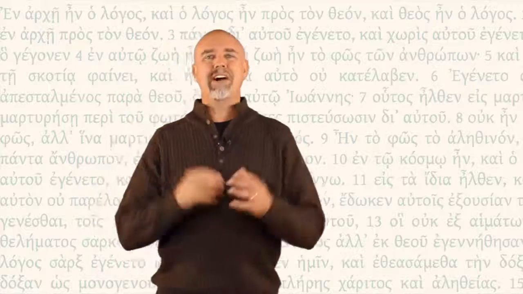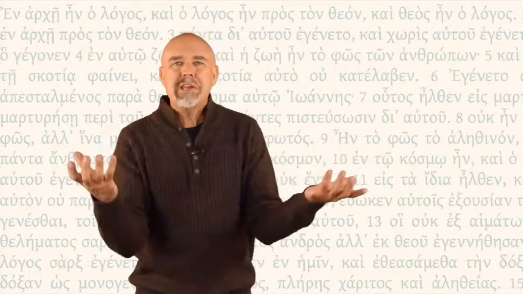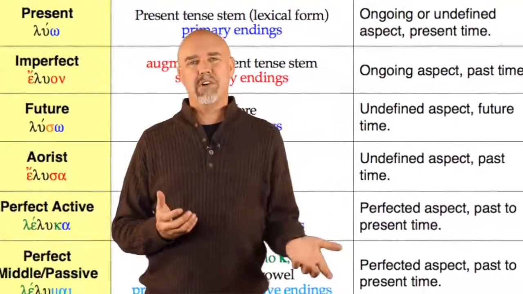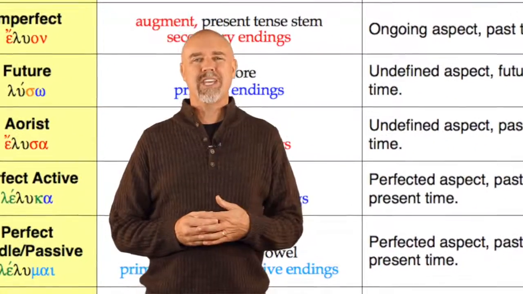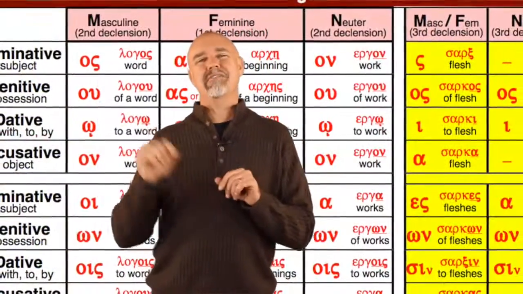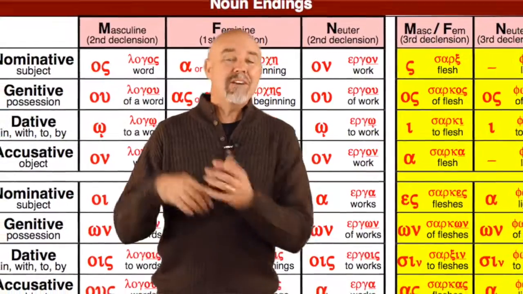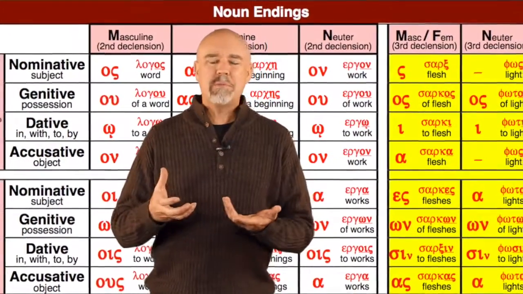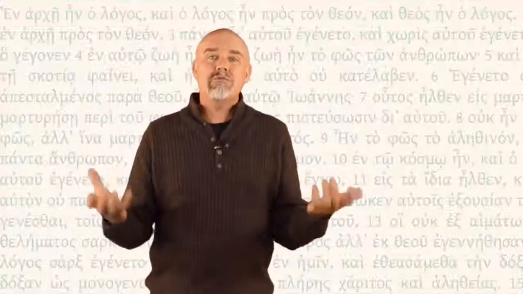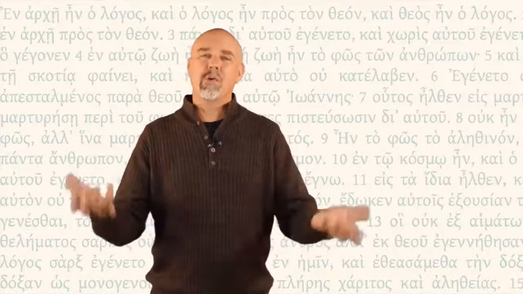Now, the good news about the participles is that you already know almost everything you need to know to identify a participle. We already know how to identify the tense of a verb. The same will apply to participles. And we already know how to identify the case, number, and gender of adjectives. So that will come into play as well. So the good news is, really, you know most of what you need to know already.